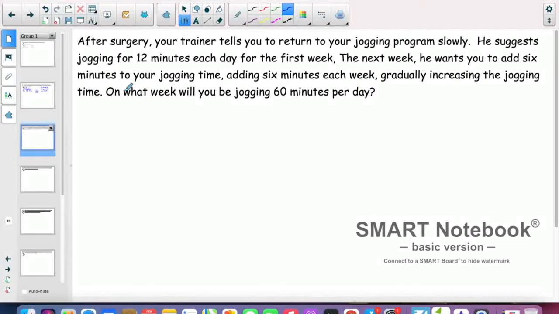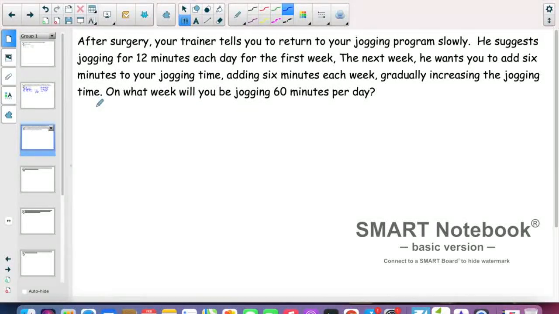In the second one, it says, after surgery, your trainer tells you to return to your jogging program slowly. He suggests jogging for 12 minutes each day for the first week. The next week, he wants you to add 6 minutes to your jogging time, adding 6 minutes each week, gradually increasing the jog time. On what week would you be jogging 60 minutes per day?